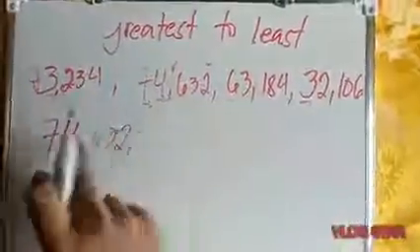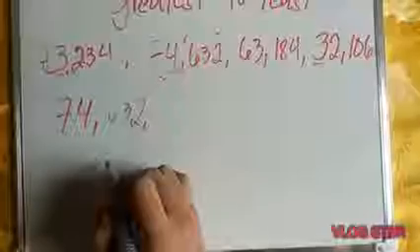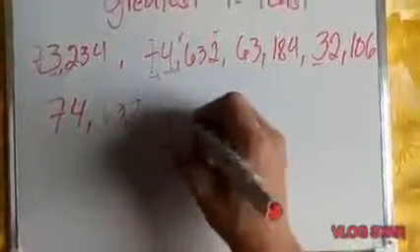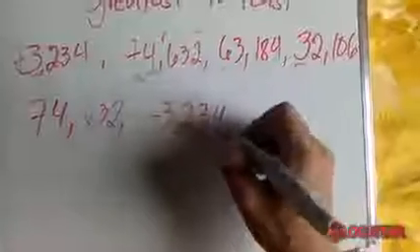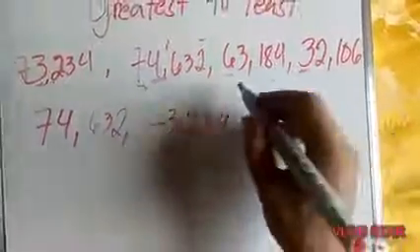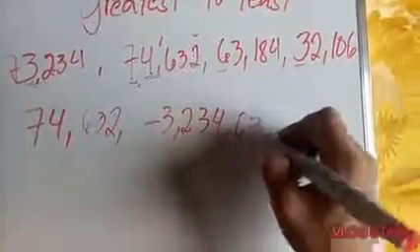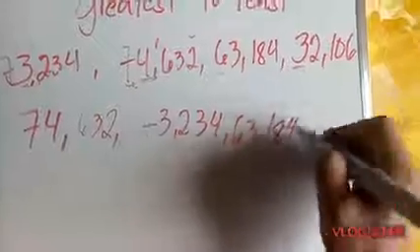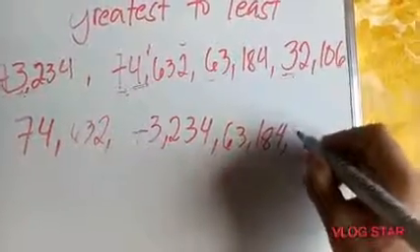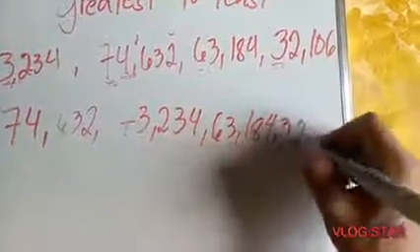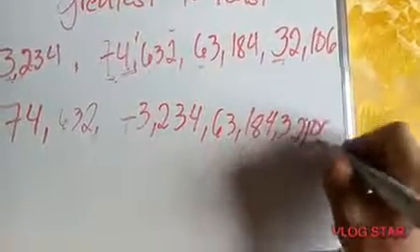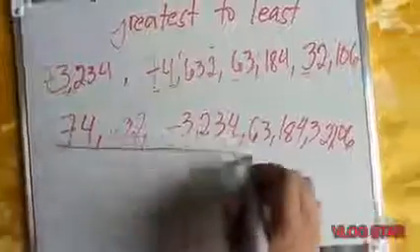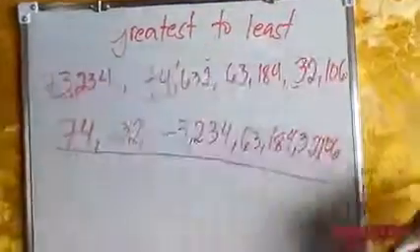So the next number is 73,234. Next is 63,184. And the least number is 32,106. So this is the arrangement from greatest to least.